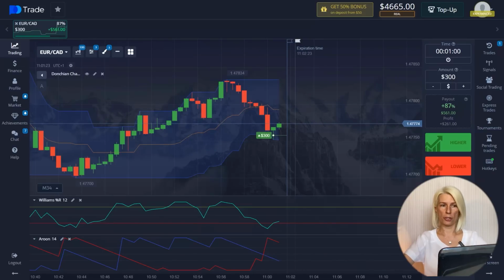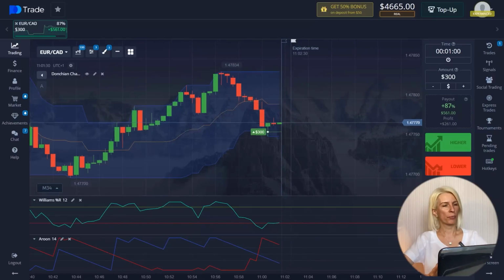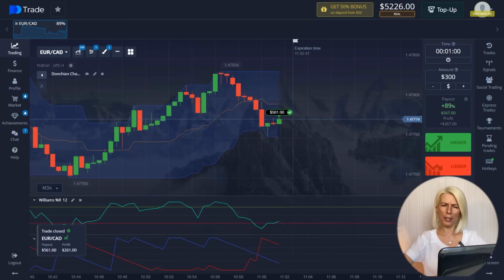But I made the decision just above due to the fact that the price was at a conditional level where 12 minutes ago was a resistance level, and now I assume that it could become a support level from which the price should bounce off. We see that the correction is small, but it is enough for us, and $261 added to our balance.